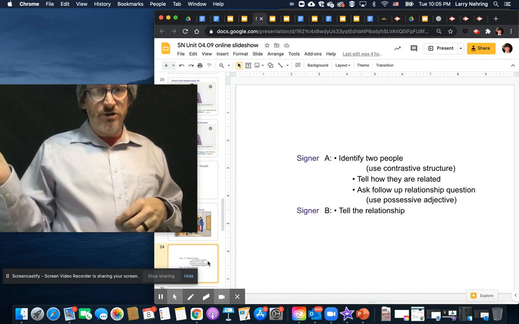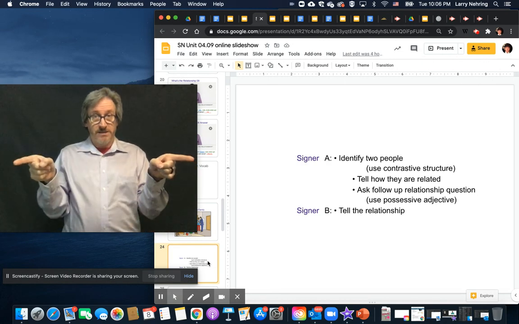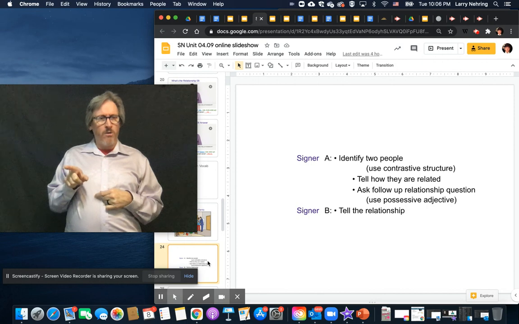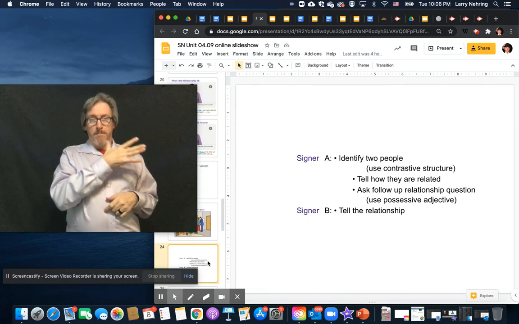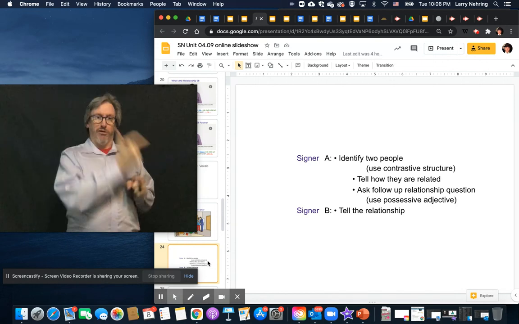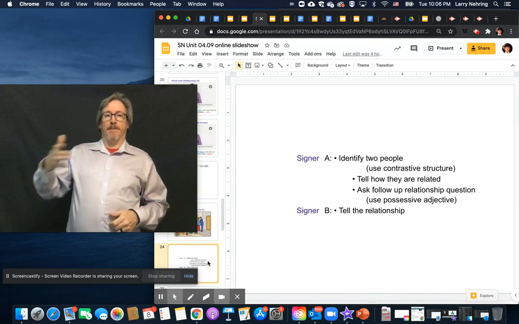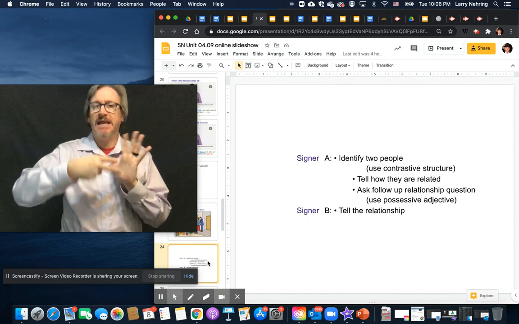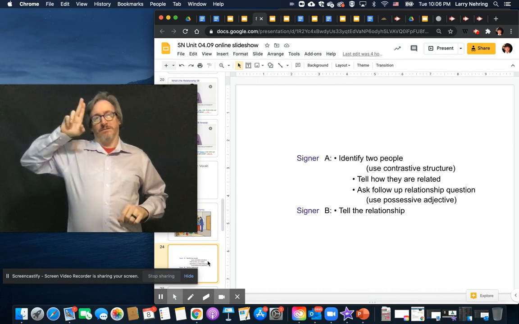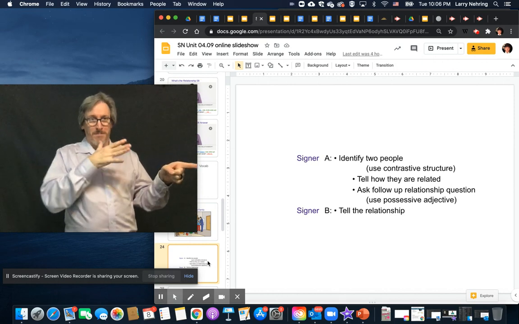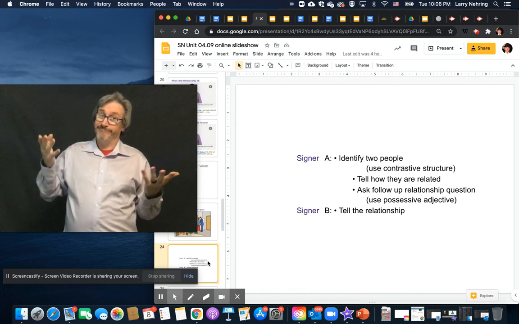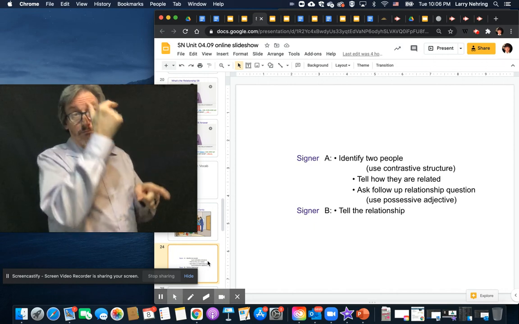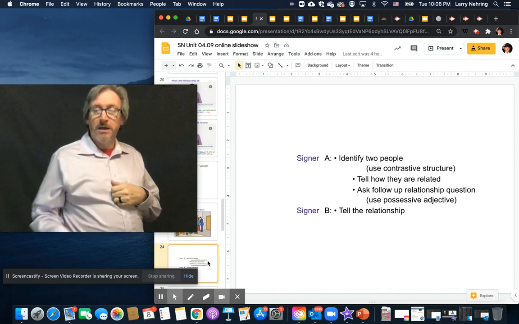Identify the 2 people, setting them up in contrastive structure in space. How are they related? Boom. And then ask a question. Oh, if, like I said, and I said this, we've seen it before. It means my uncle. Or we can reverse it. Okay, or, right? Cool.